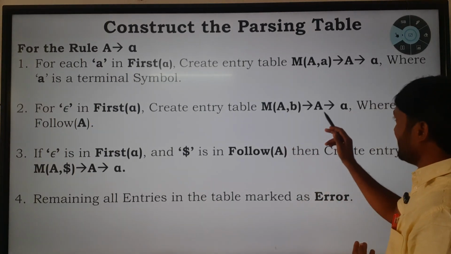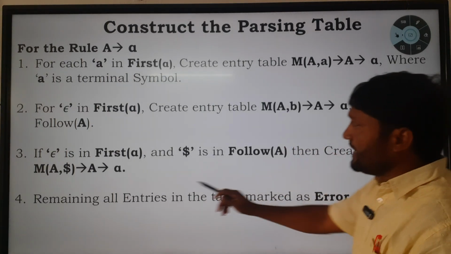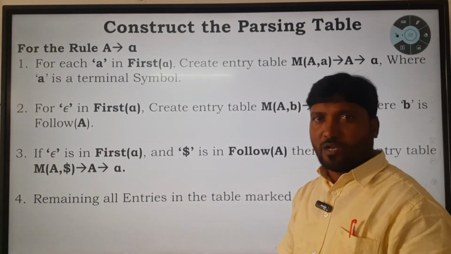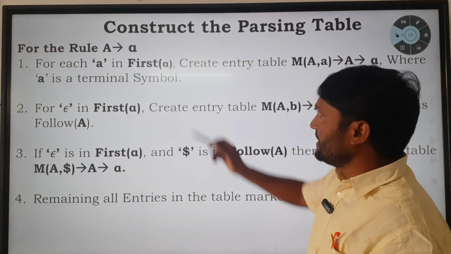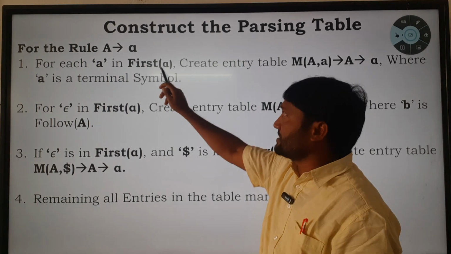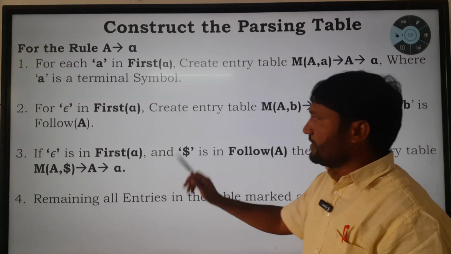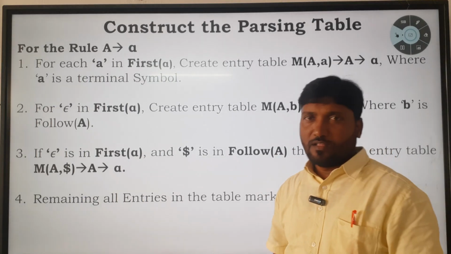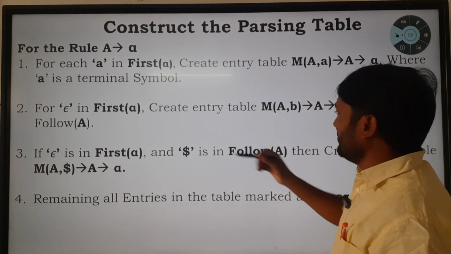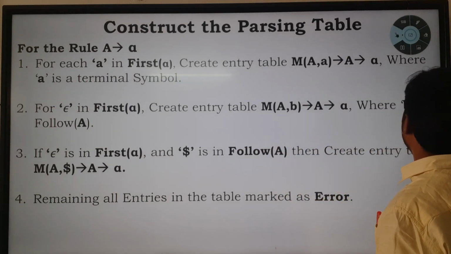So that is called where b is in follow of A. That means if there is any epsilon in the first of alpha, then we are going to take that follow of A, for A becomes alpha. Is it right? Now we will take a simple example to understand clearly here.